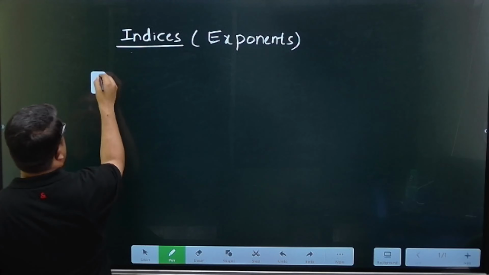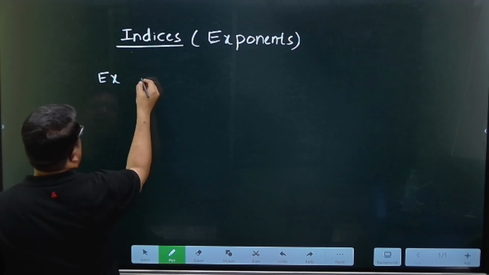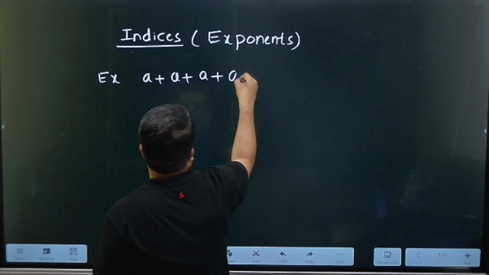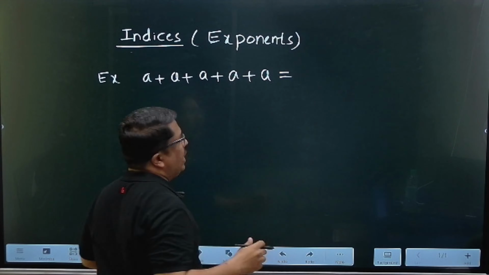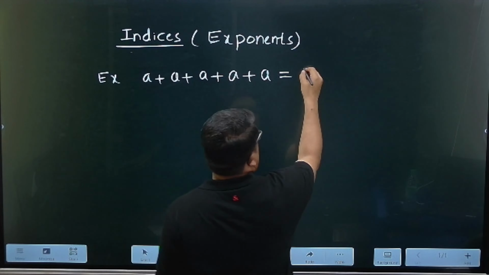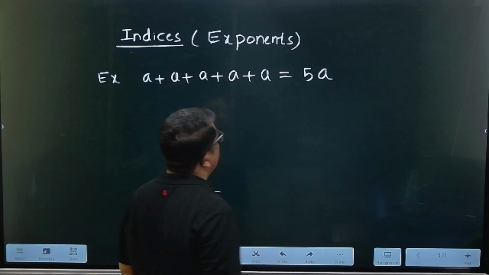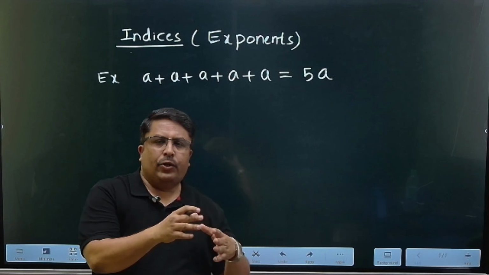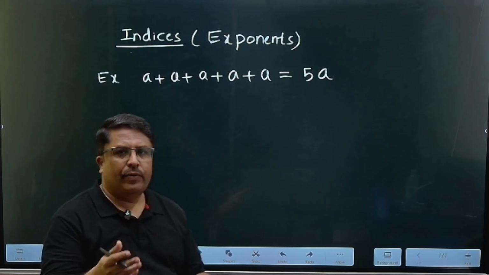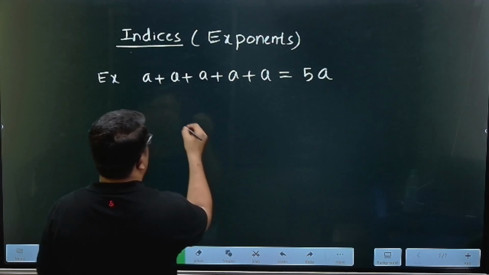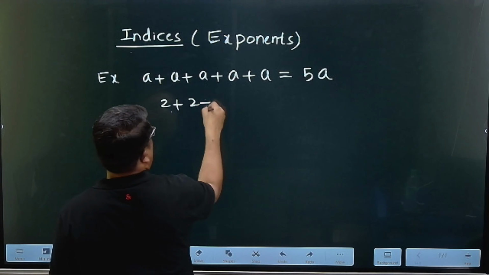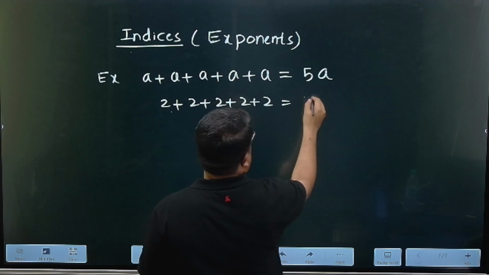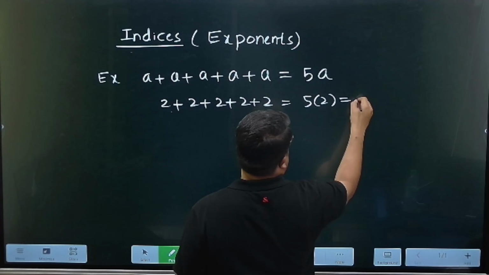For example, if I add a plus a plus a plus a plus a, how many times have I added? 5 times. So I can write 5a. 2 plus 2 plus 2 plus 2 plus 2: 1, 2, 3, 4, 5. So this is 5 into 2, that is 10.